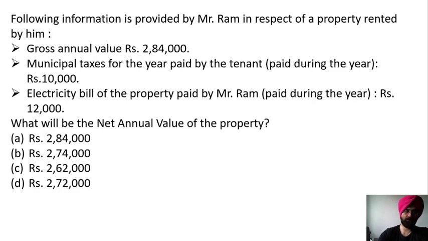So, next question. The following information is provided by Mr. Ram in respect of a property rented by him. Gross annual value of rupees 2,84,000. Municipal taxes for the year paid by the tenant during the year, rupees 10,000. Electricity bill of the property paid by Mr. Ram during the year, rupees 12,000. What will be the net annual value of the property? Rupees 2,84,000, rupees 2,74,000, rupees 2,62,000, or rupees 2,72,000.